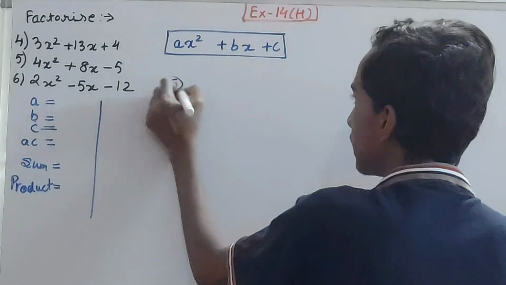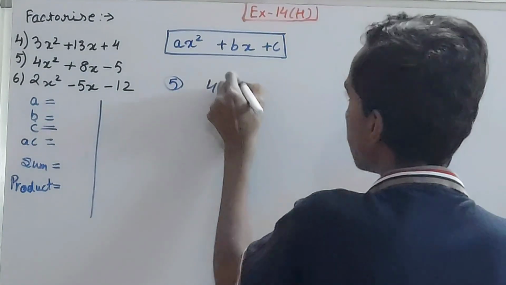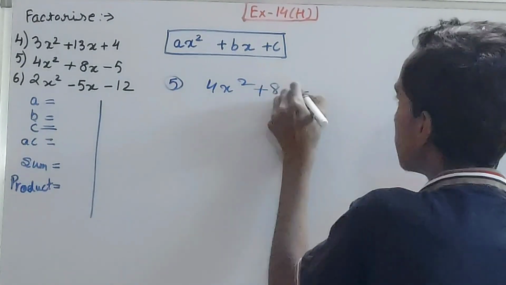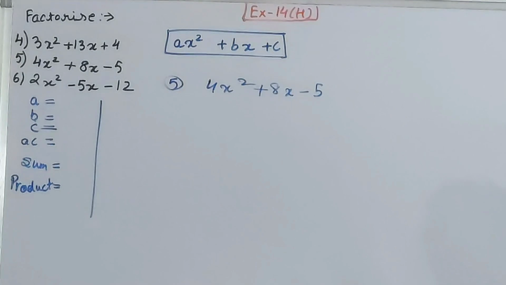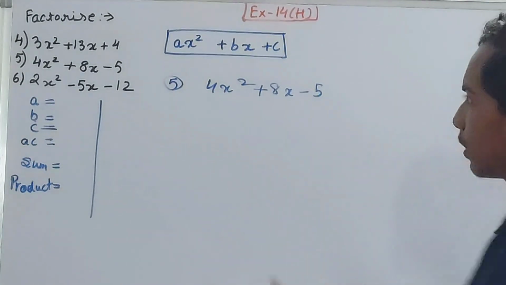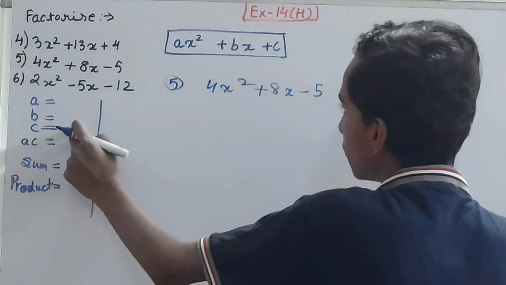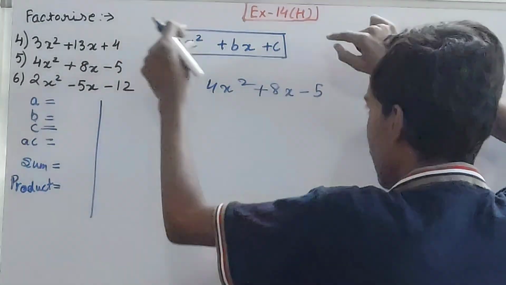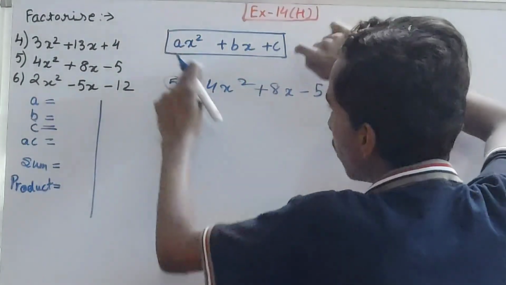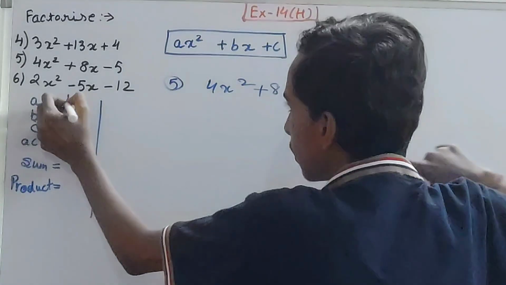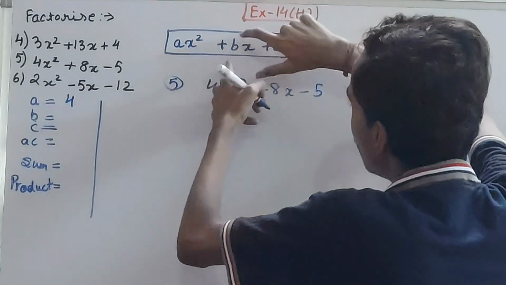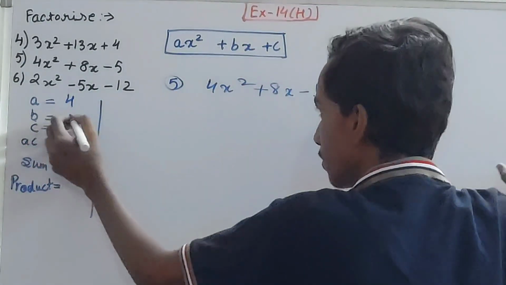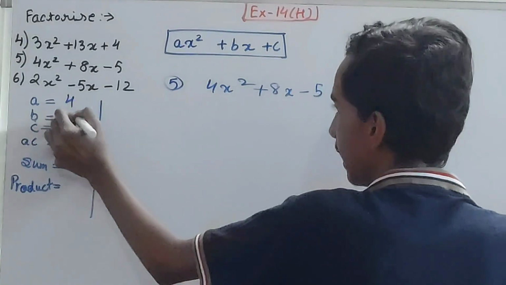The fifth question says 4x square plus 8x minus 5. We have to factorize this. Again, look at the values here. You have to put them one by one, comparing with the original form of these questions. The value of A is 4 because it is the coefficient of x square. The value of B is 8 because it is the coefficient of x. So you will have 8 with it.